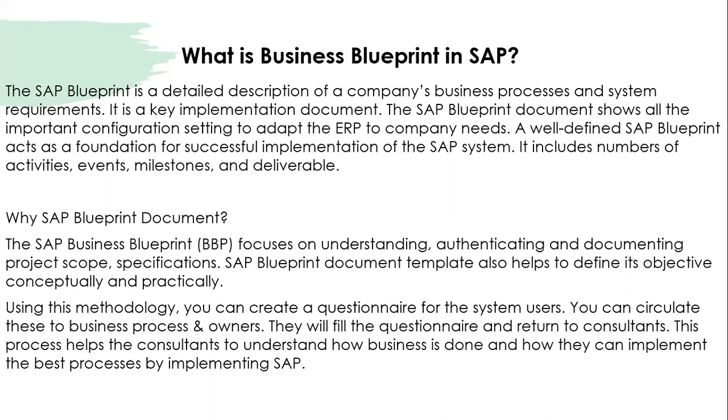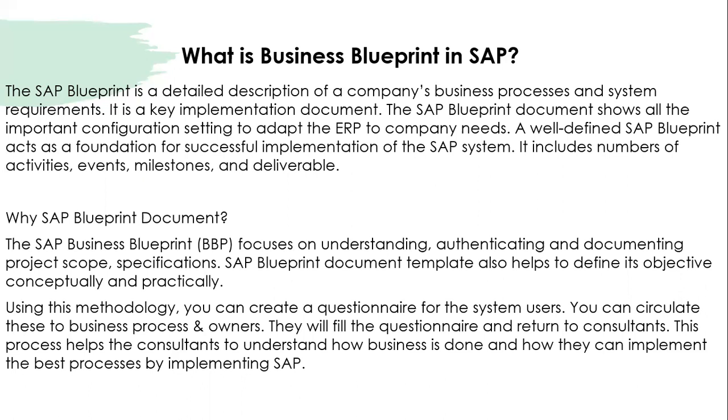It is a key implementation document, very, very important, because all the end-to-end processes of all the modules would go into the business blueprint. The SAP Business Blueprint document shows all the important configuration settings to adapt the ERP, of course the S/4HANA system, to the company's need or to the client's need. A well-defined SAP blueprint acts as a foundation for successful implementation of the SAP system.